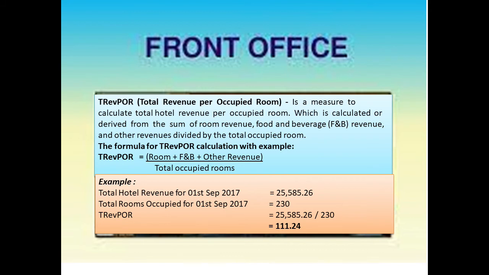Here's an example. The total hotel revenue for the 1st of September 2017 is equal to 25,585.26. The total rooms occupied for the 1st of September 2017 is equal to 230. Therefore, the RevPAR is equal to 25,585.26 over 230, and that is equal to 111.24.